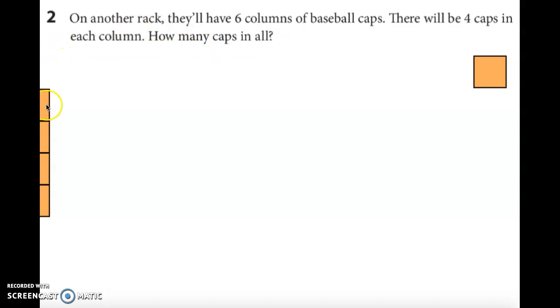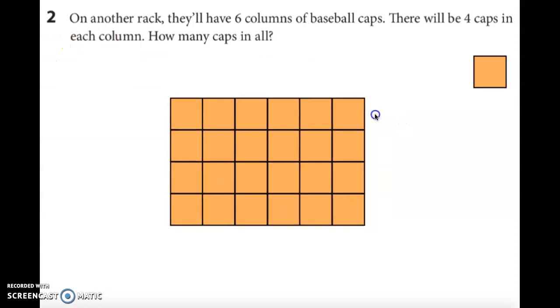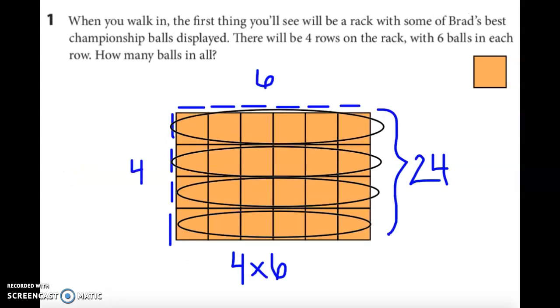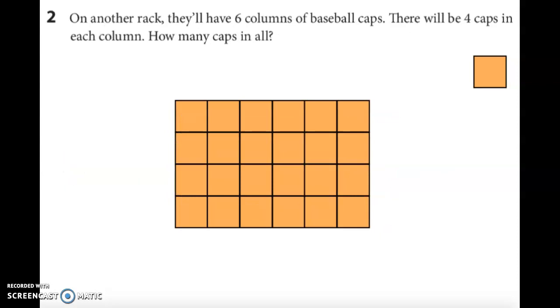All right, wait a second. So I heard somebody say from their homes, isn't that the same thing? Yes, technically, it looks very similar. We know that they'll have 6 columns of baseball caps, and there's going to be 4 caps in each column. It looks pretty much exactly the same as this problem. It's got 4 rows, 6 columns.